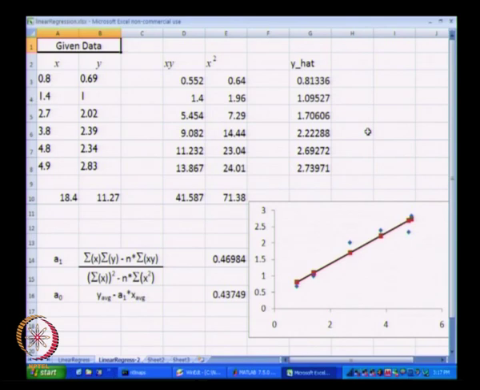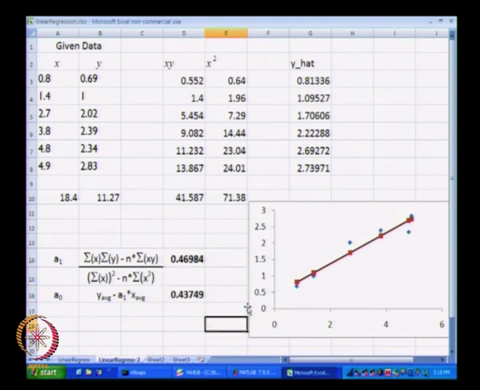So this is what we had done in the previous lecture. We were given the data x and y, and then we obtained the summation of x, summation of y, then we computed xy and the summation of xy, x squared and its summation, and then we obtained a0 and a1 using these formulae. This is the a0 and a1 that we had obtained in the previous lecture. I have just made them boldface.